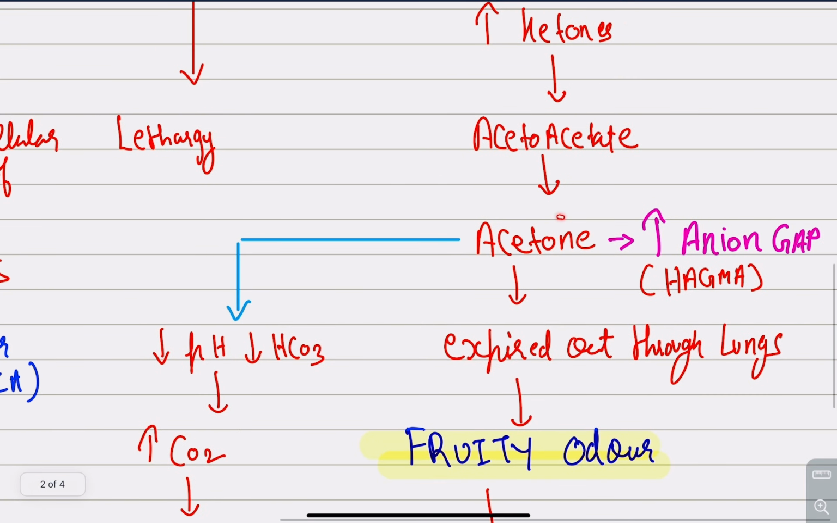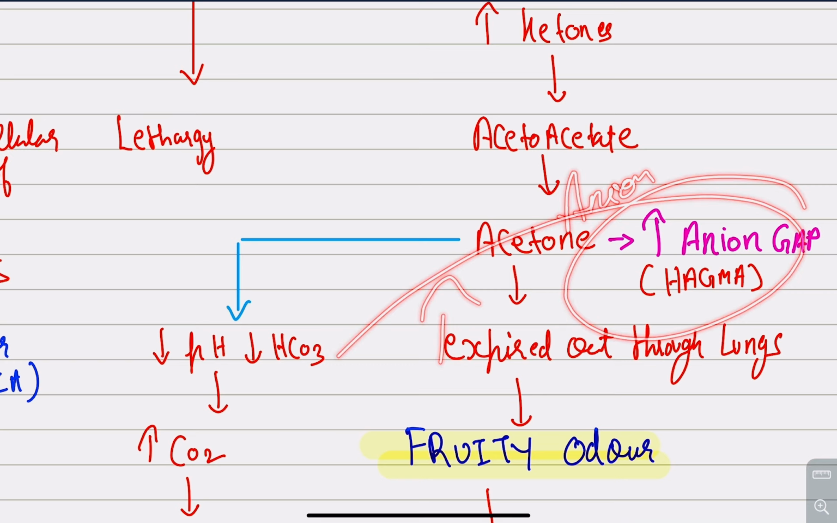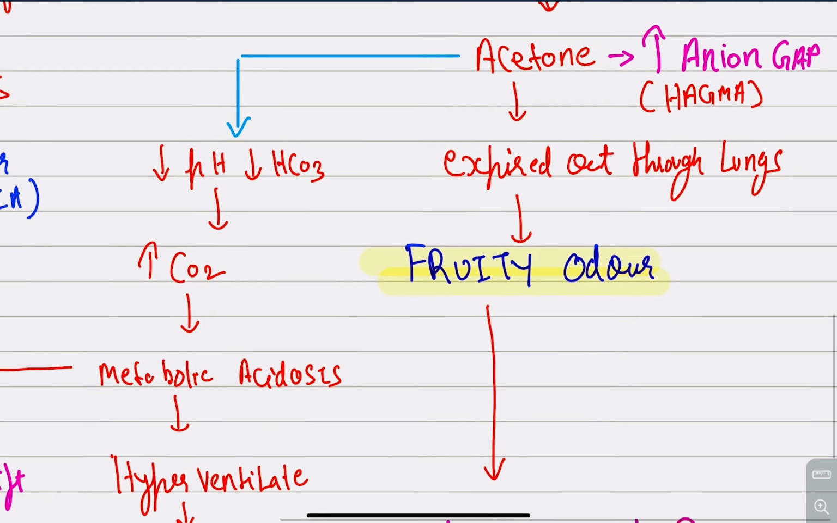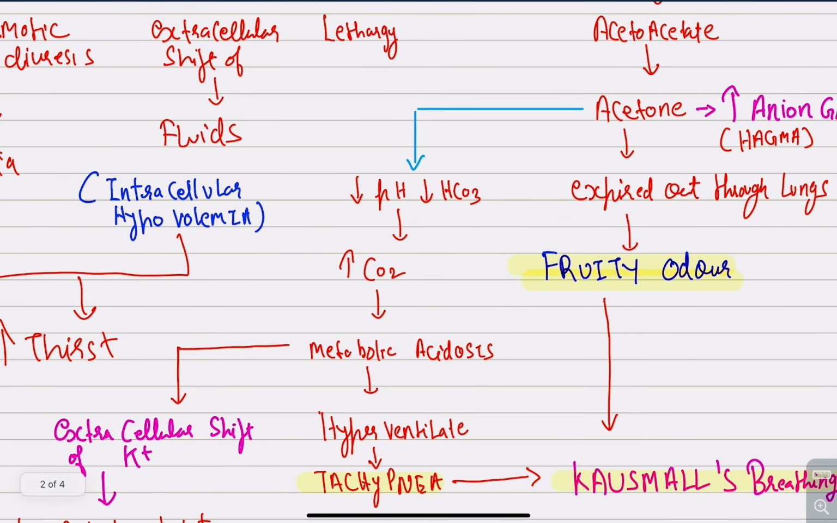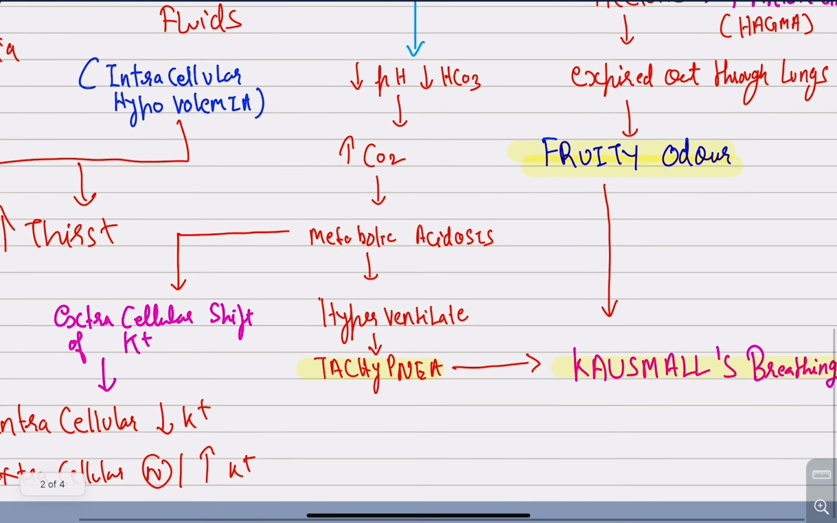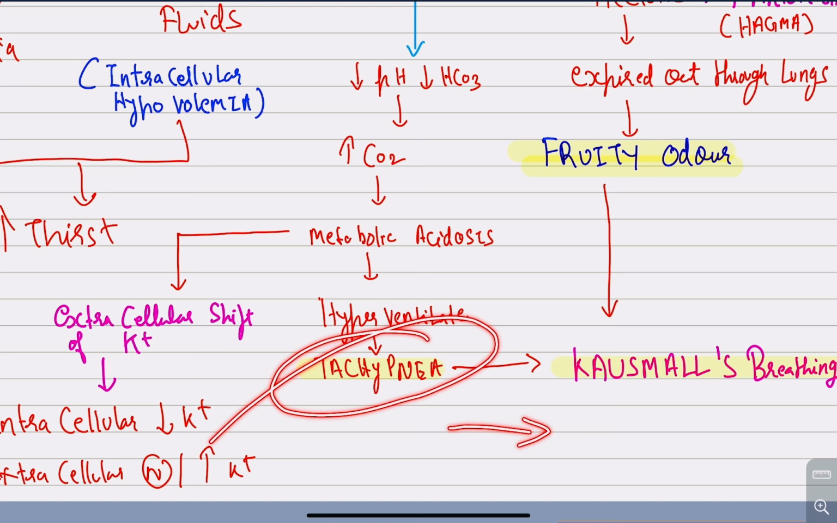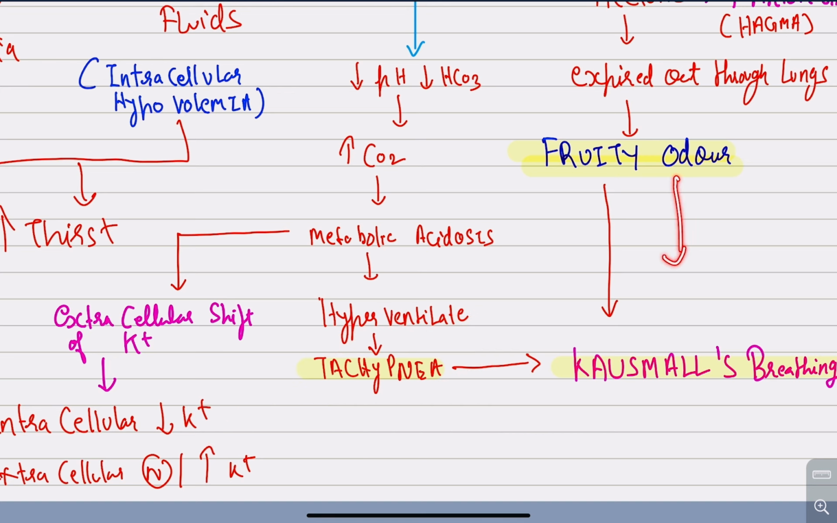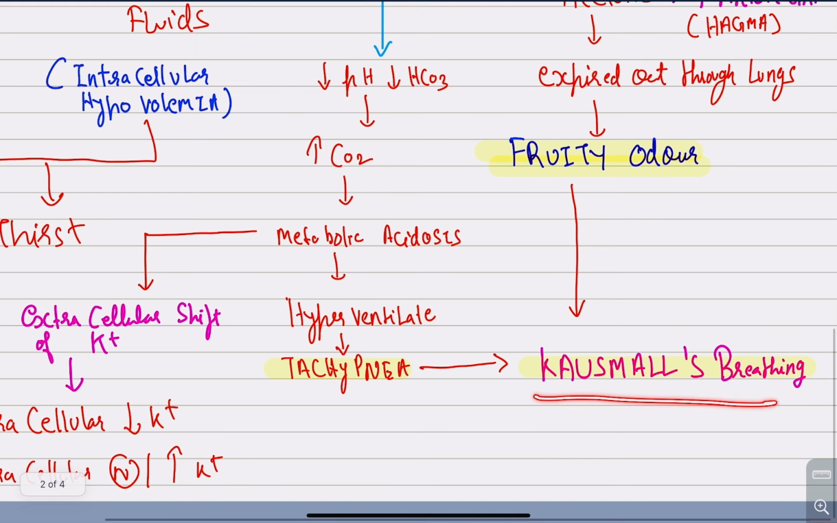Now, these ketones are anions which will obviously rise in the blood and give a high anion gap metabolic acidosis. So there is an acidosis, so obviously the pH is down. For compensation, bicarb will be used, and bicarb is down. CO2 will increase. The patient will hyperventilate to release all that excess CO2. That's why people will have tachypnea. And in that tachypnea, there will be acetone that gives the fruity odor, which also leads to Kussmaul breathing.